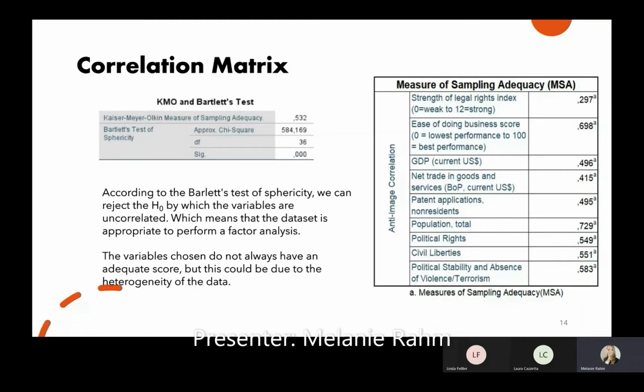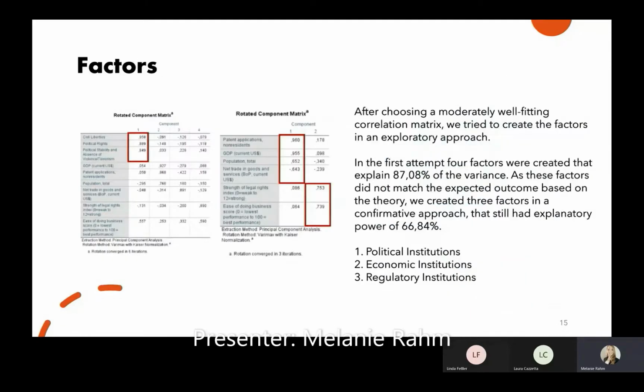The KMO score here is above 0.7, which is moderately okay. But according to the Bartlett's test, we can reject the zero hypothesis that the variables are uncorrelated, which means that this dataset is appropriate for a factor analysis. The variables do not always have an adequate score in the anti-image correlation, but this could be due to the heterogeneity of the data.